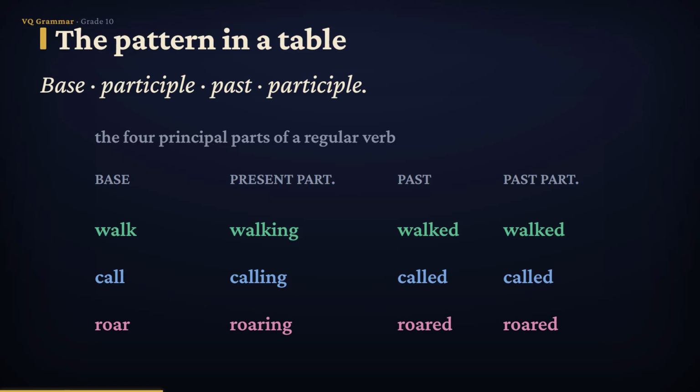Now look down the last 2 columns of every single row. They are identical twins. For a regular verb, the past form and the past participle are spelled exactly alike. And that is the single biggest thing to carry away from this lesson.